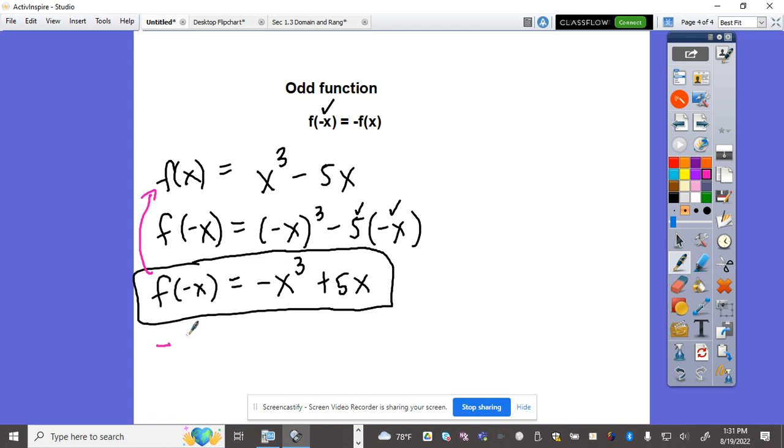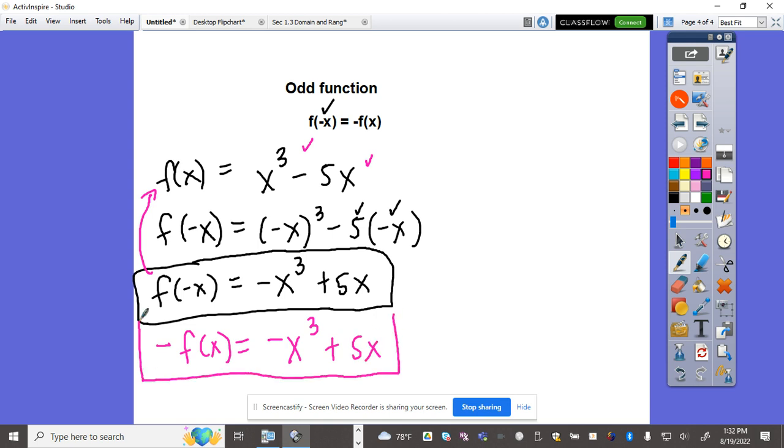So we're going to try now the negative f of x, meaning you just have to flip the sign of everything from the original. So this x cubed will now be negative x cubed, and negative 5x will now be positive 5x. And you can tell that the negative f of x and f of negative x are equal. These two here are equal. So therefore, this is an odd function.